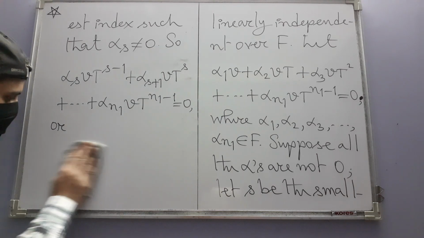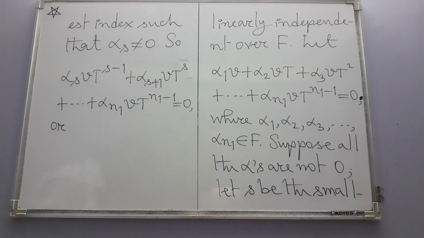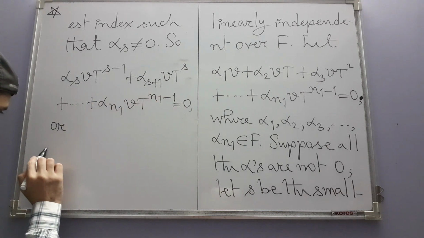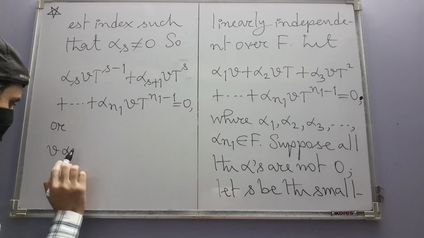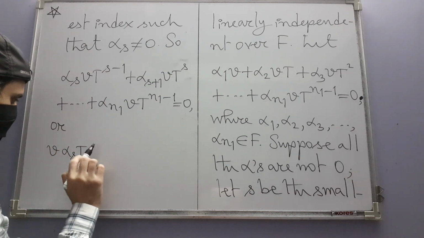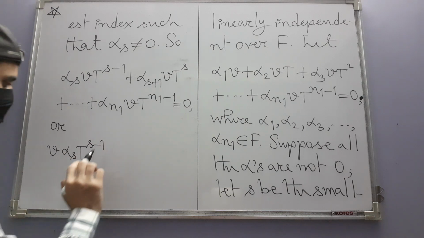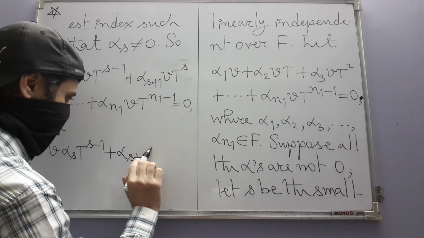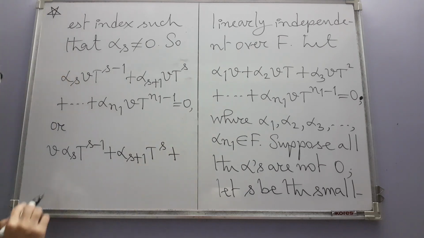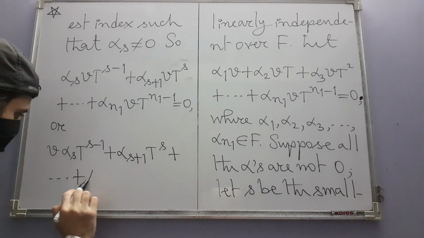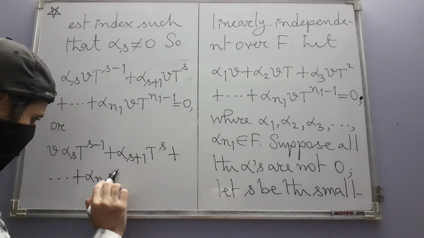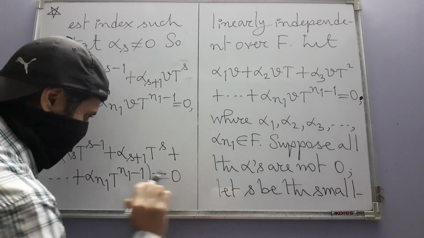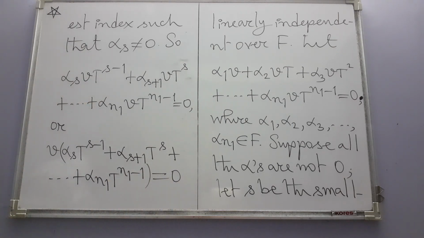Let me just show one more line in which I write this sum like this: v alpha s t to the power s minus 1 plus alpha s plus 1 t to the power s plus alpha n1 t to the power n1 minus 1. Did you see what I did here?